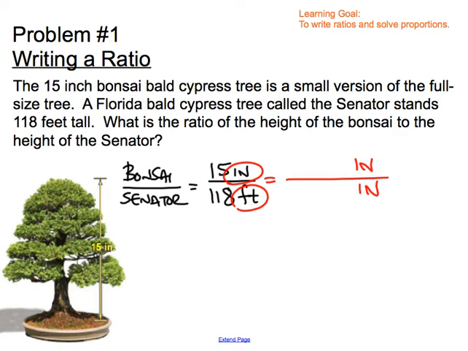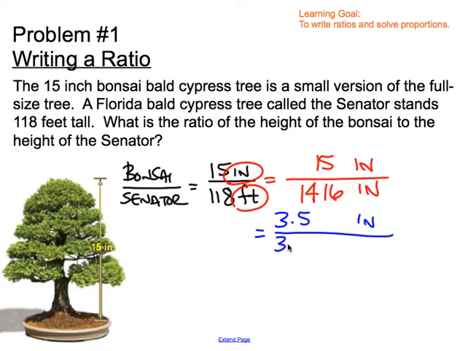So the bonsai is still 15 inches. And if we convert 118 feet into inches, it is 1,416. Now that the two numbers are in the same units, we need to reduce the fraction. One of our numbers is odd, the other is even, so they're not both divisible by 2. So let's check to see if they're both divisible by 3. 15 can certainly be written as 3 times 5. Since 1 plus 4 plus 1 plus 6 is 12, we know that 1,416 is also divisible by 3.